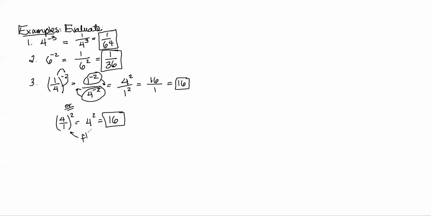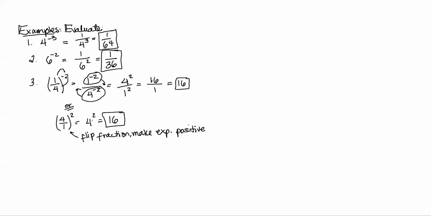So flipped fraction. Make exponent positive. So that's the shortcut. If you want to do it that way, go for it. We could have also gone from this part and then started distributing that exponent. That's not necessary though, because if you can simplify the fraction on the inside, like we did from 4 over 1 to 4, it gets rid of that extra step there.